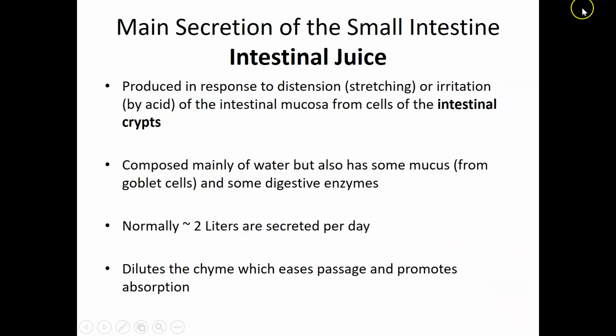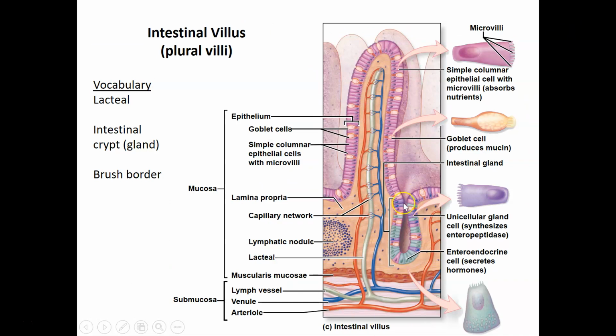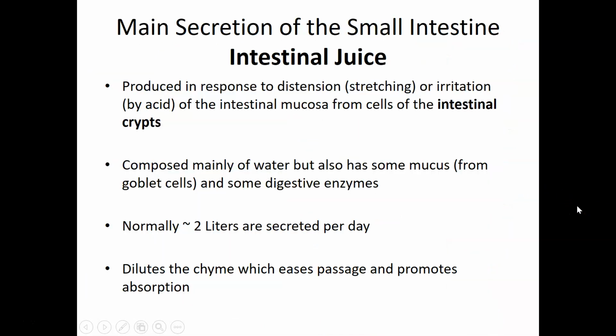All right, so absorption is one function. Also digestion, another function. Secretion is a third. So let's talk about that. The main secretion of the small intestine is through the intestinal crypts or intestinal glands. There are secretory cells that are producing this secretion. And what is the secretion? It's mostly water, some mucus. There are goblet cells there as well. And there are some digestive enzymes as well.